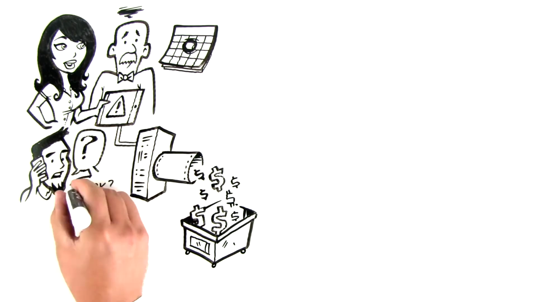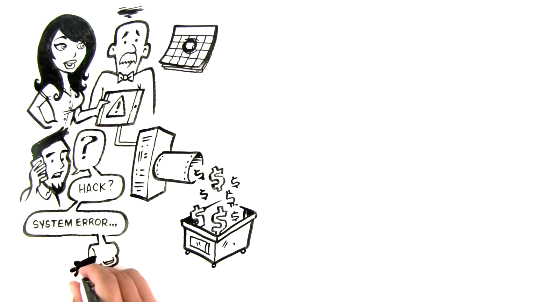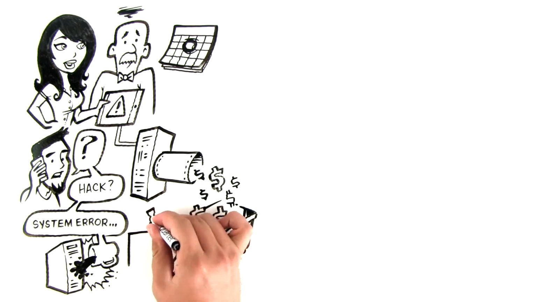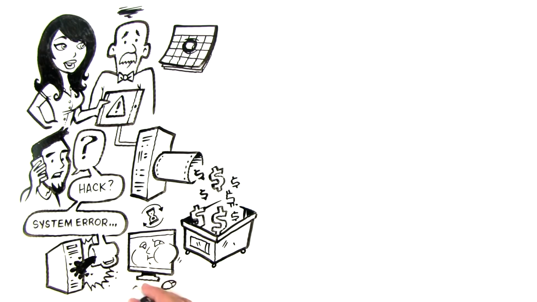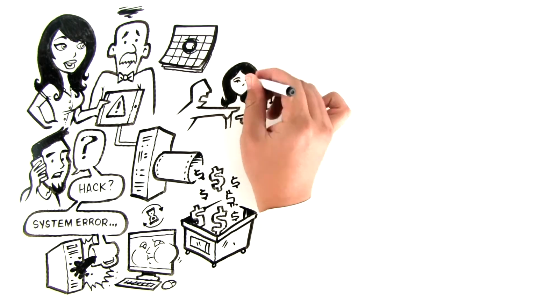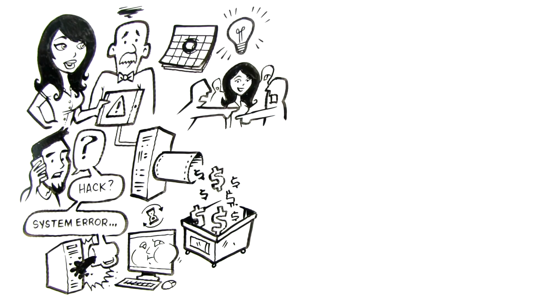It could be a hack, or a system error, or coffee spilled on a server. There's no way to tell by grinding data one system at a time. Plus, the finger-pointing starts. Megan has a light bulb moment.